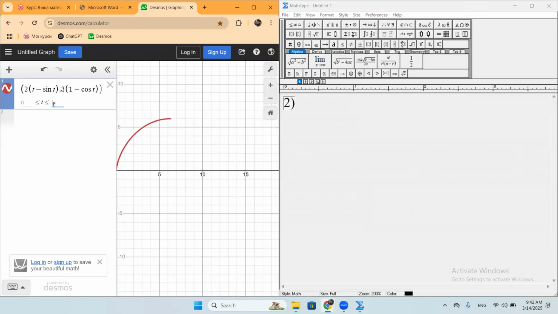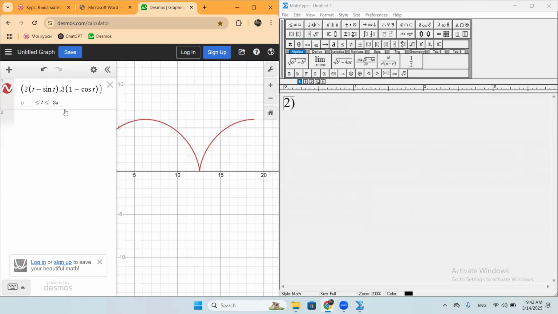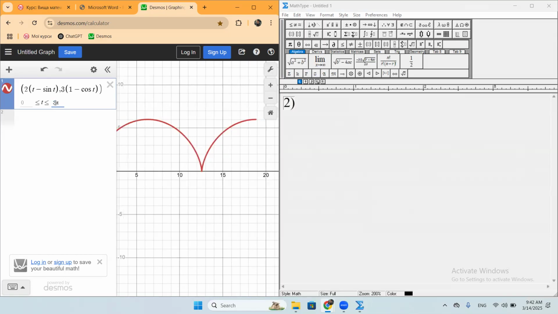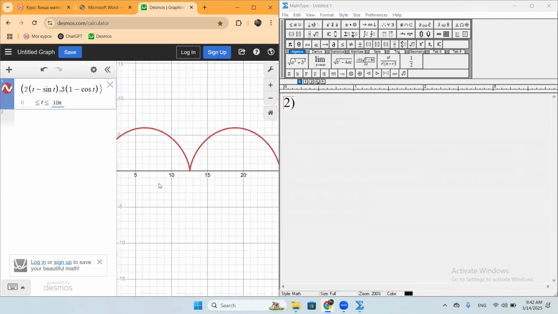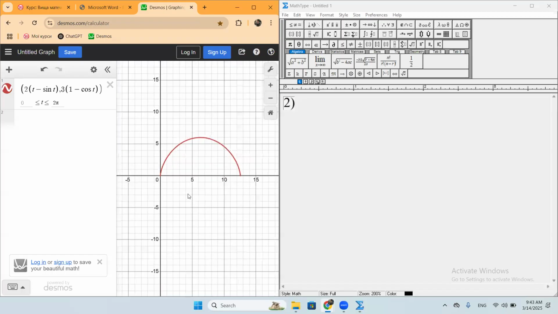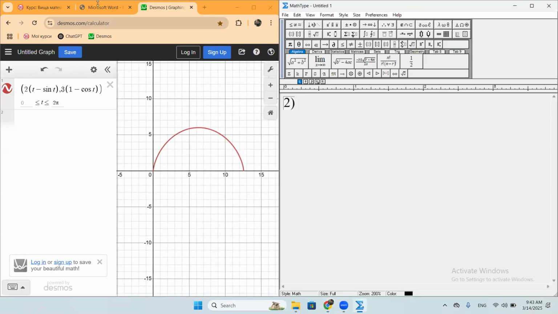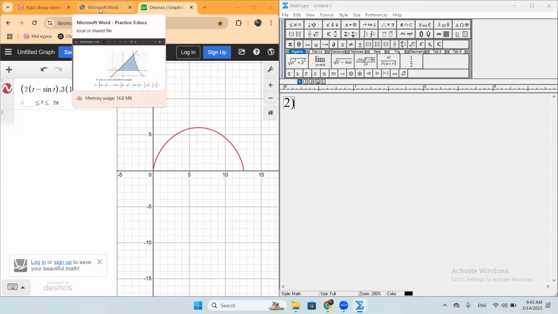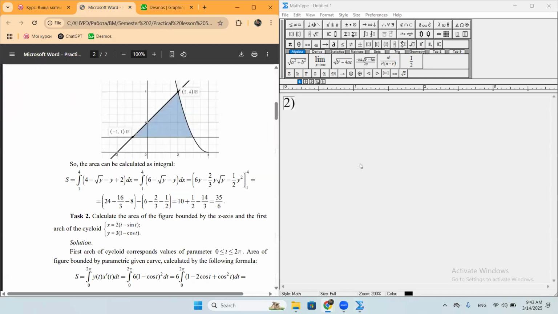So if I write, for example, like this, how does it look like? This is cycloid, a lot of arcs, but the first one corresponds to these values of the parameter. So we will have to integrate from 0 to 2π.